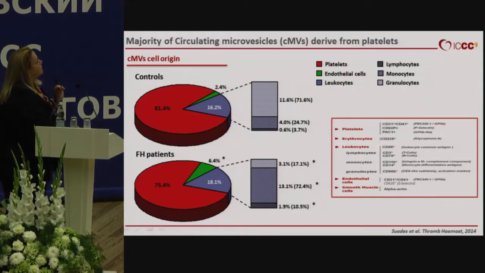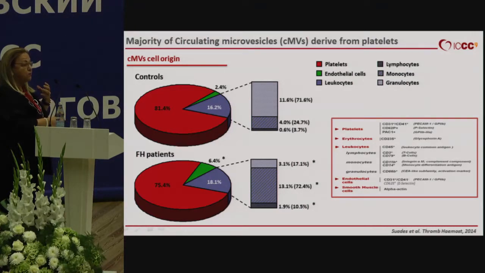To start with, we should know that in the circulation, the highest number of microparticles come from platelets. Here we have control patients. 81% of the microparticles in blood come from platelets. And in familial hypercholesterolemia patients, these patients have a genetic disorder in the LDL receptor, the receptor for the internalization of LDL, and therefore they have, during all their lives, very high levels of cholesterol in blood. These patients present with disease an average of 15 years before the general population. Therefore, these are very high-risk patients. So in these patients, 75% of microparticles come from platelets because they have an increase in the number of microparticles coming both from endothelial cells and from leukocytes.